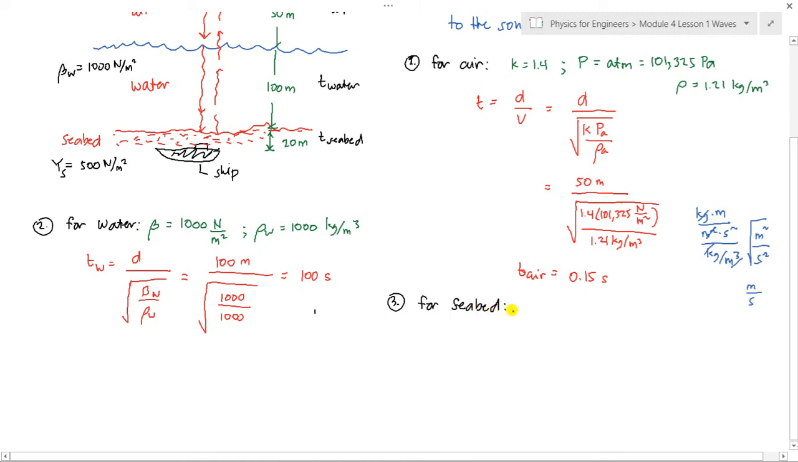Sa seabed, this is solid. So, dapat nita og Young's modulus. So, that is 500. Assume value na siya. 500 Newton per square meter. Then, density of the seabed. Assume density is equal to 1,500 kilogram per cubic meter. So density is equals to 1,500 kilogram per cubic meter.